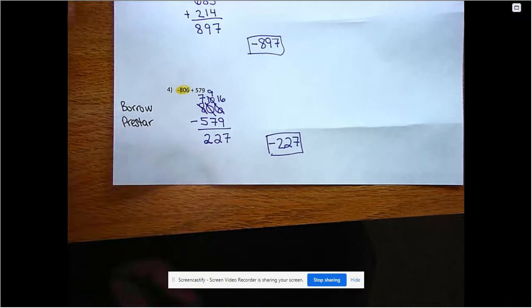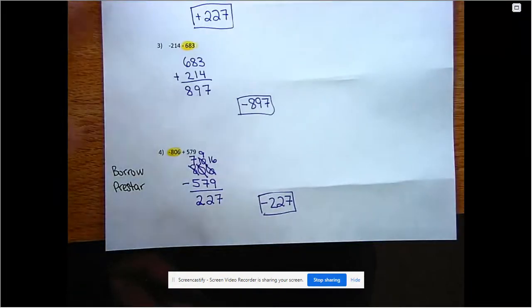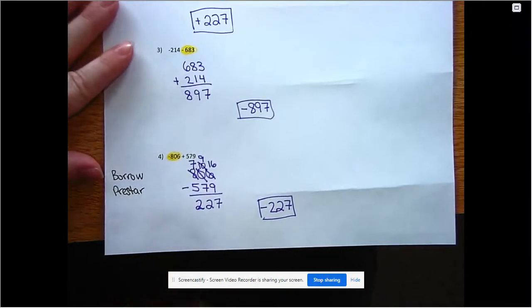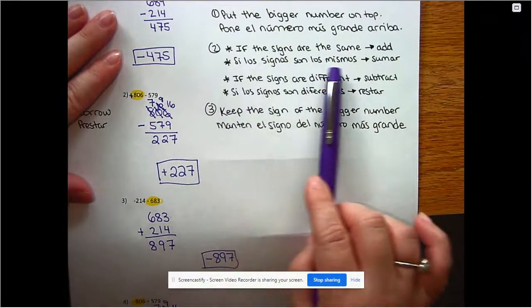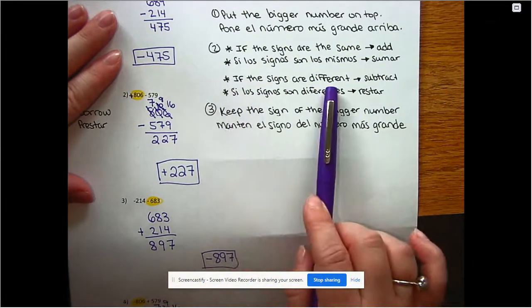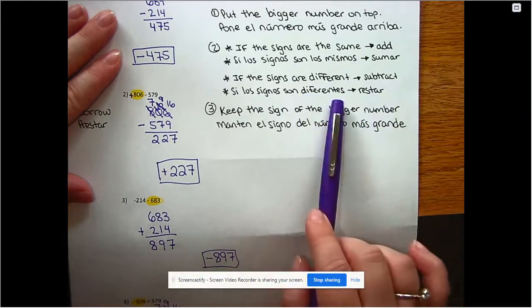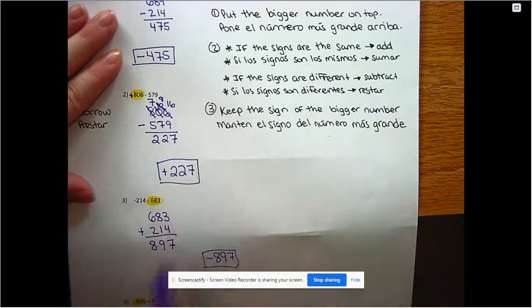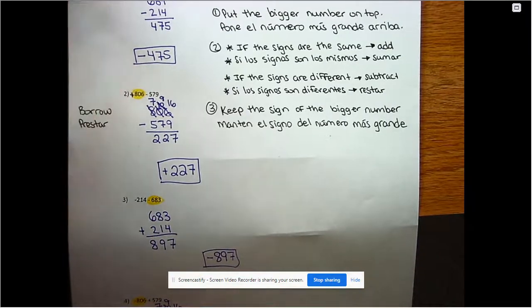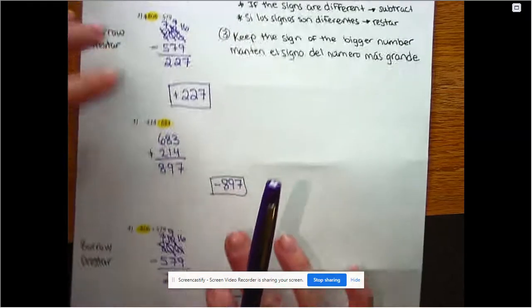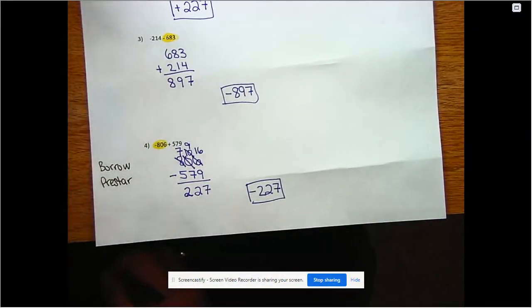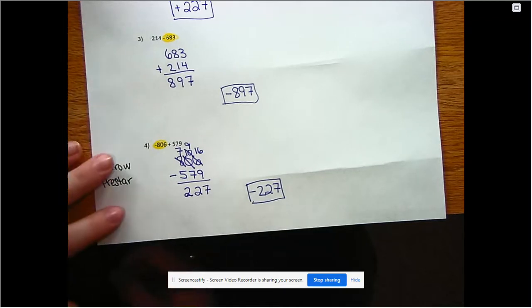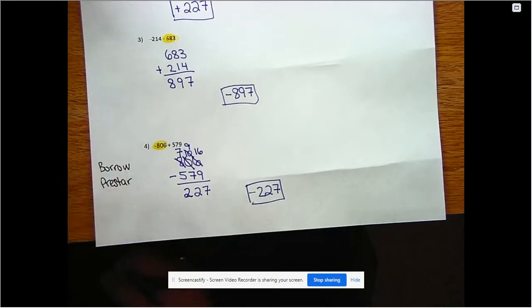Otra vez tienes que memorizar tus reglas. You have to memorize your rules. When the signs are the same, we add. Cuando los signos son lo mismo, sumamos. If the signs are different, we subtract. Si los signos son diferentes, restamos. Always put the bigger number on top. Siempre pon el número más grande arriba. And for the sign of the final answer, y para el signo de la respuesta final, we have to look at the bigger number. Tenemos que mirar el signo del número más grande.